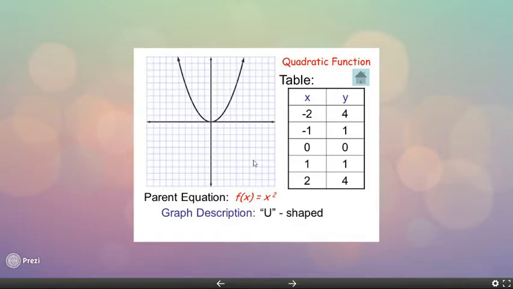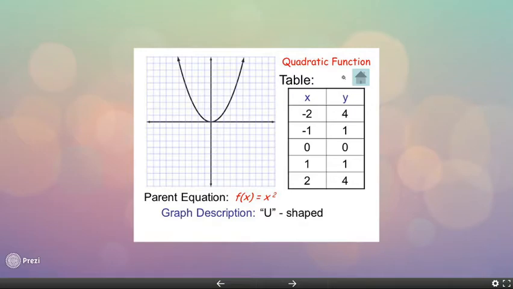But anyway, all I did was square the -2, -1, 0, 1, and 2. I'm going to be using these whenever I do my parent function. All you do is square them. -2 squared, -2 times -2 is positive 4. -1 squared, -1 times -1 is positive 1. 0 squared, 0 times 0 is 0. 1 squared, 1 times 1 is 1. And 2 times 2 is 4.